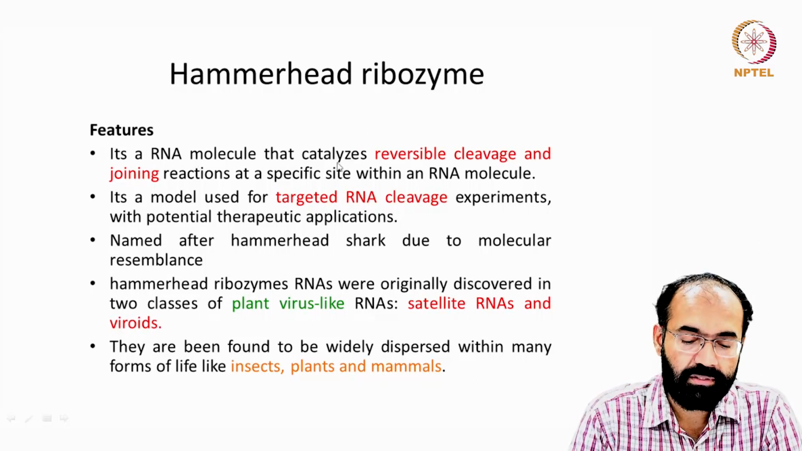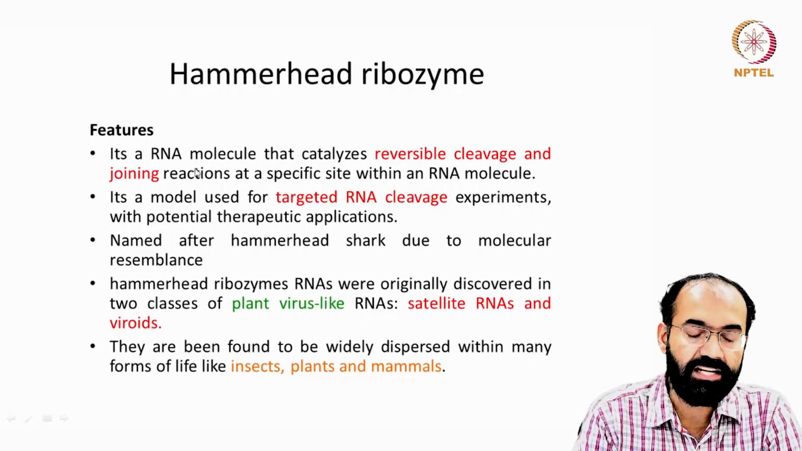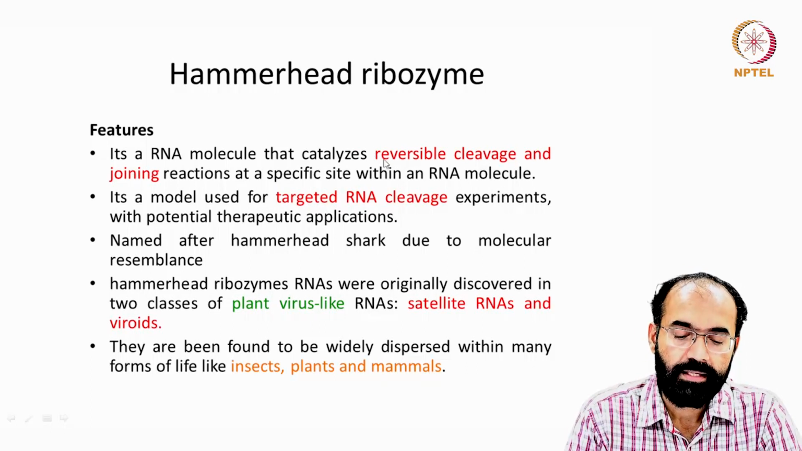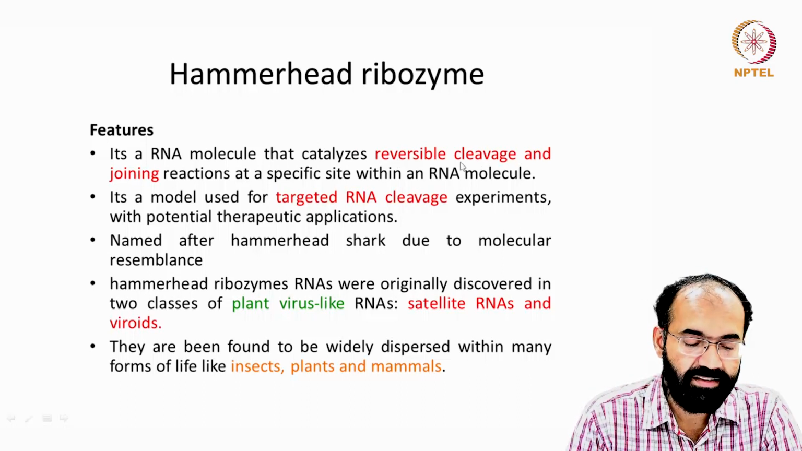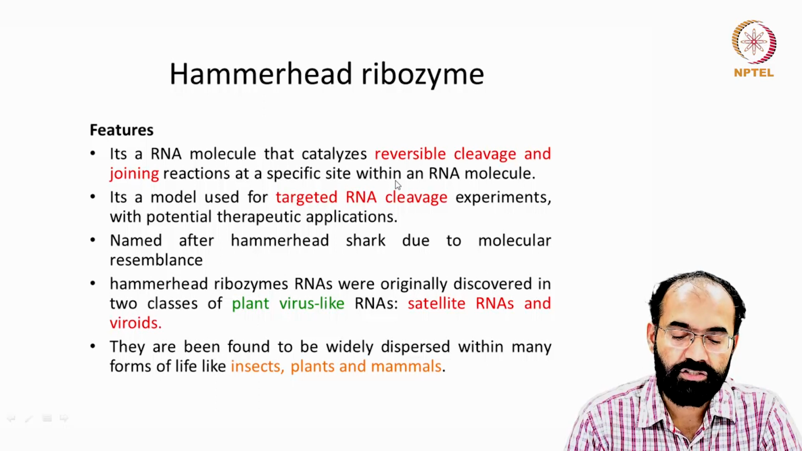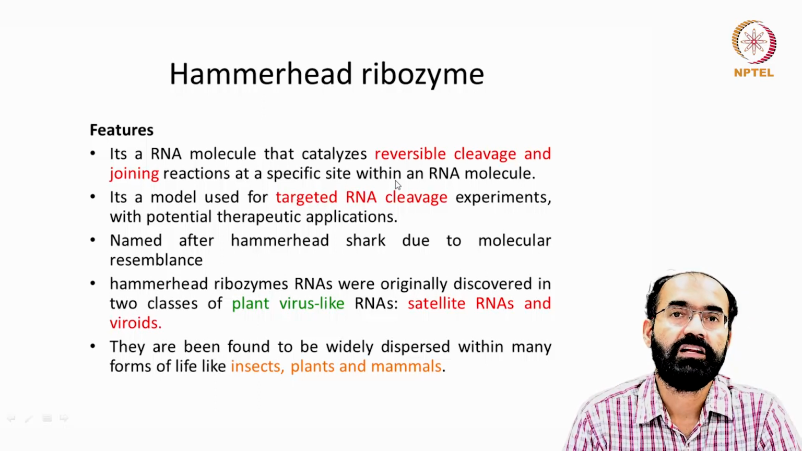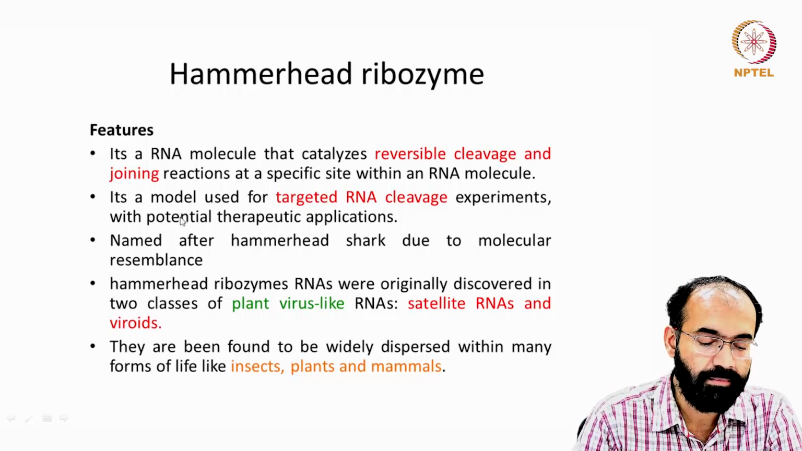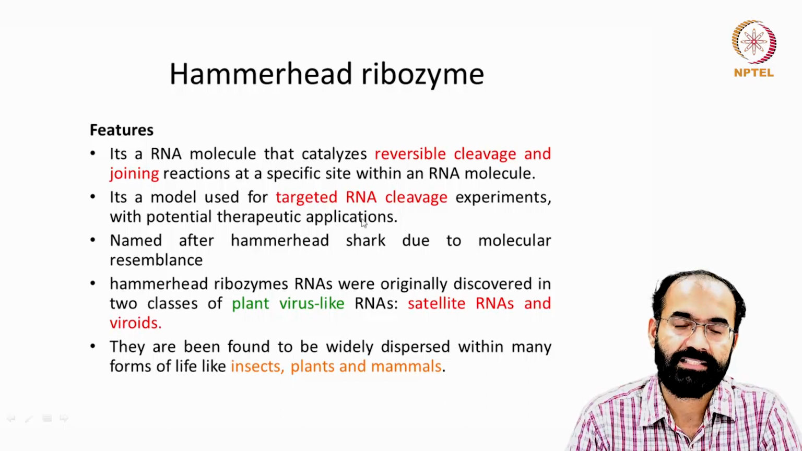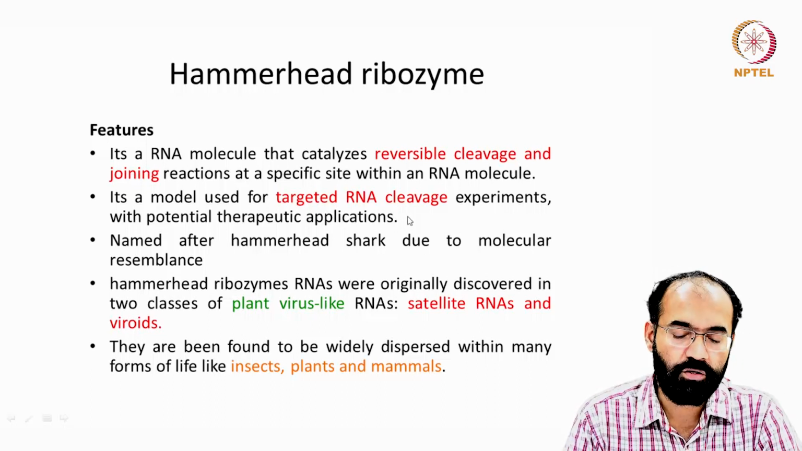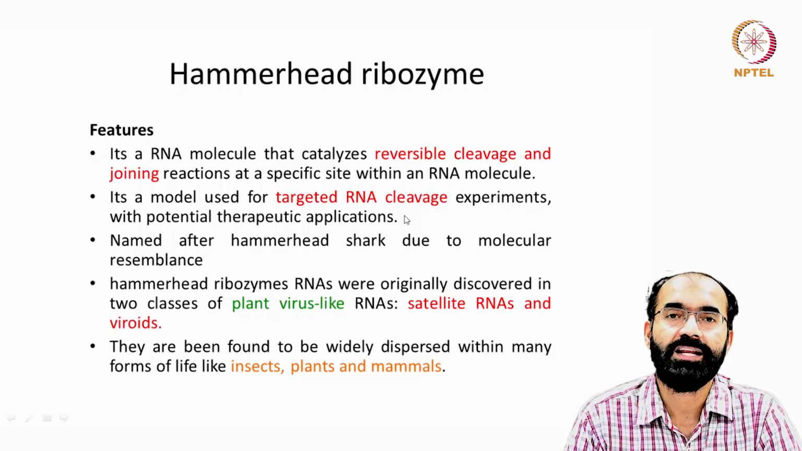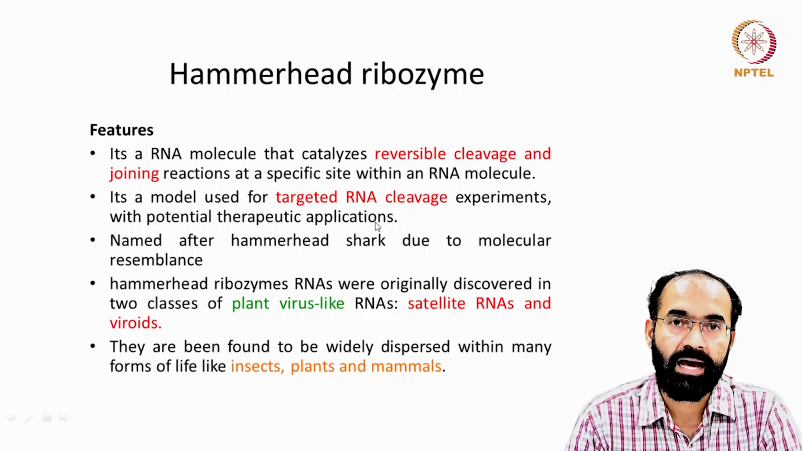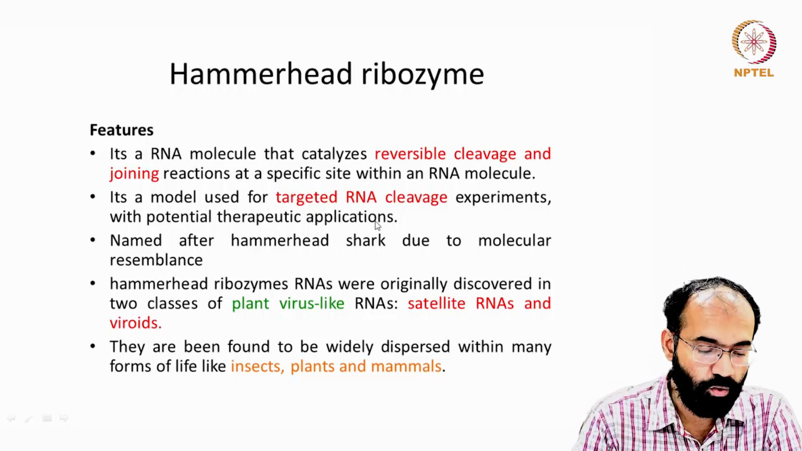It's an RNA molecule that catalyzes reversible cleavage and joining reactions at specific sites within an RNA molecule. So, the major function is reversible cleavage and joining. That means it causes the cleavage of nucleic acid in a reversible manner, and it's a model used for targeted RNA cleavage experiments with potential therapeutic application. That is why you will find lots of research work going on with the hammerhead ribozyme, because you can literally engineer them and use them for targeting some viral RNA, etc., which has infected a host.